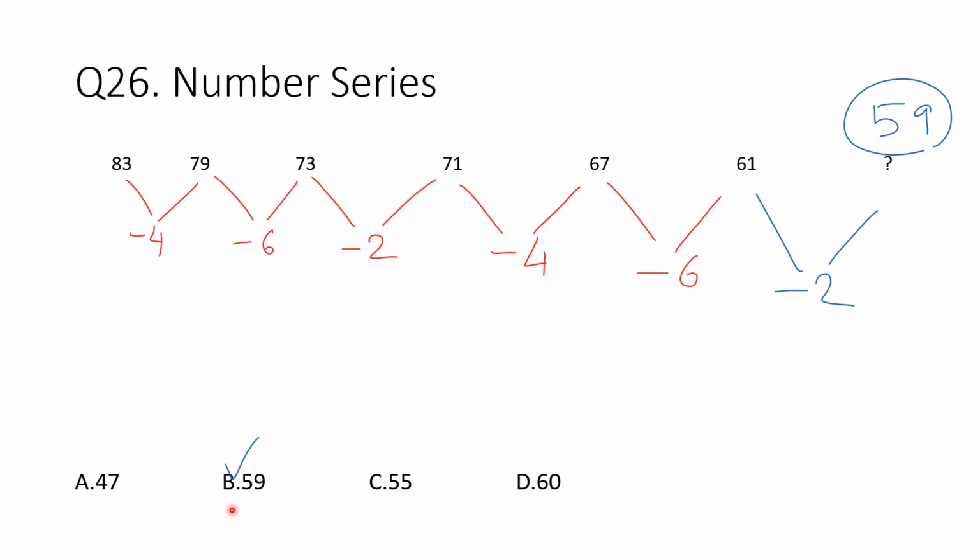Which is 59. Do we have 59 here? Yes. So this was, ये तो बिल्कुल ही गूगली थी, राइट? आपको बहुत क्लियर दिख रहा है यहाँ पे, -4 -6 -2 -4 -6 -2. So the answer is 59. Not much to do here.